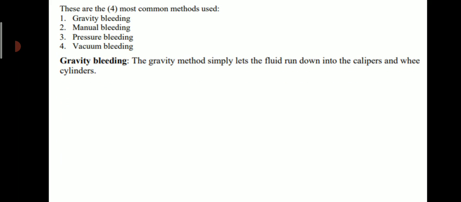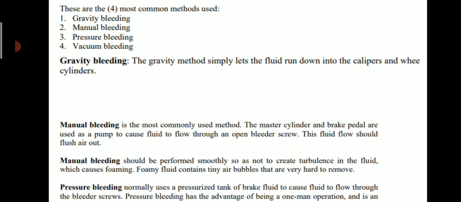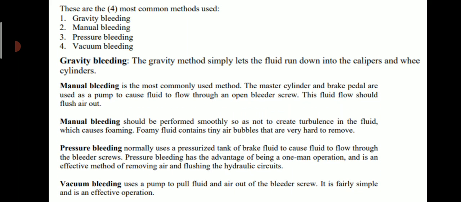There are 4 most common methods of bleeding. Number 1, gravity bleeding. Number 2, manual bleeding, then pressure bleeding, and vacuum bleeding. The gravity method simply lets the fluid run down into the caliper and wheel cylinders. Manual bleeding is the most commonly used method. The master cylinder and the brake pedal are used as a pump to cause fluid to flow through an open bleeder screw. This fluid flow should flush air out. Manual bleeding should be performed smoothly so as not to create turbulence in the fluid, which causes foaming. Foaming fluid contains teeny air bubbles that are very hard to remove.